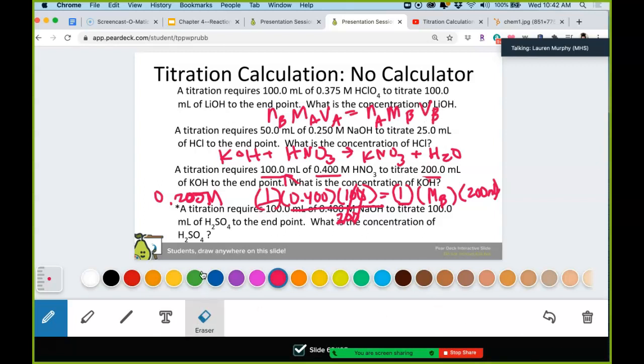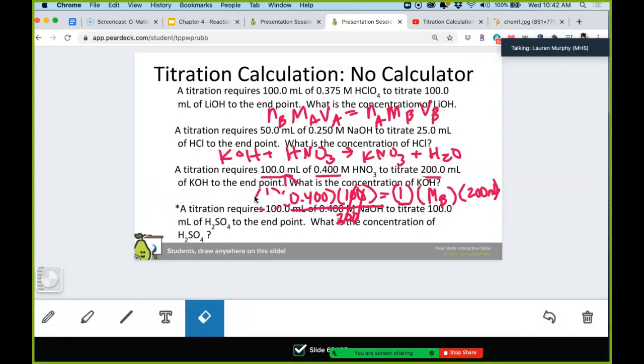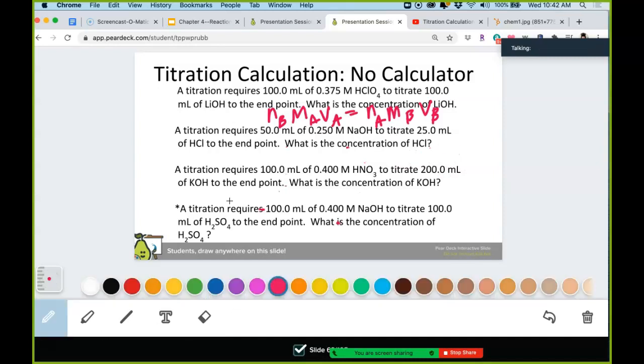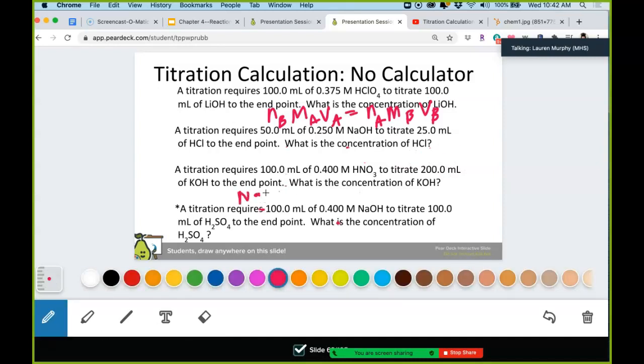Okay, so this last one with the star next to it has a star because the ratio is not going to be 1-to-1, which makes the problem harder. You have to consider the ratios because they're reacting. They're not just diluting. So sodium hydroxide is being titrated with sulfuric acid, H2SO4, till they get to the end point. And we're going to make sodium sulfate and water, which is then going to require a 2 in front of here and a 2 in front of here.